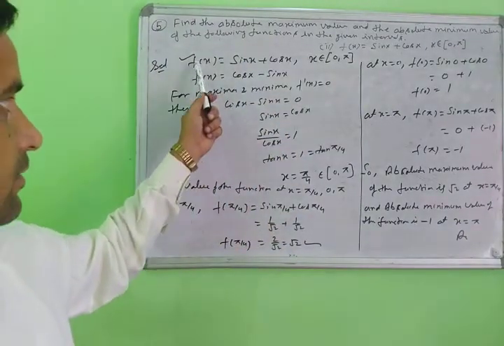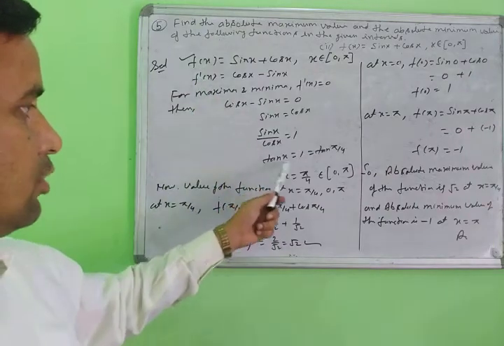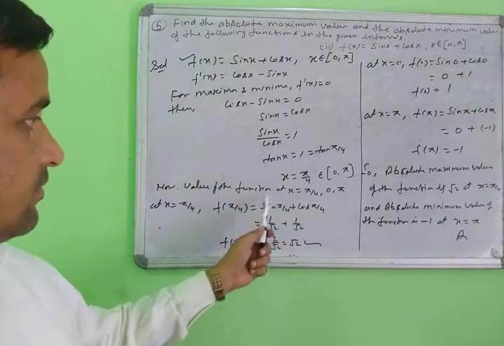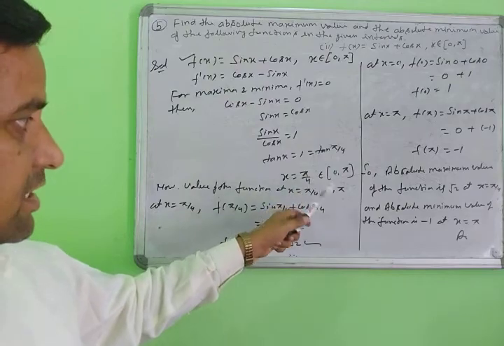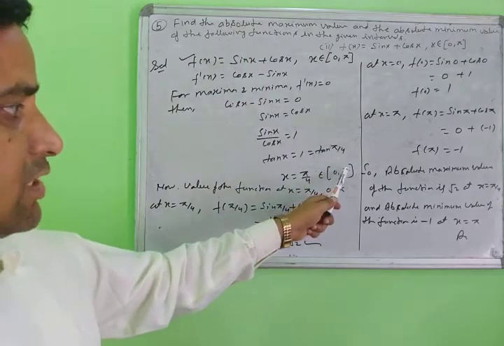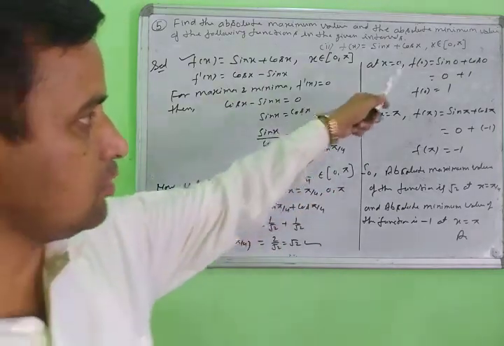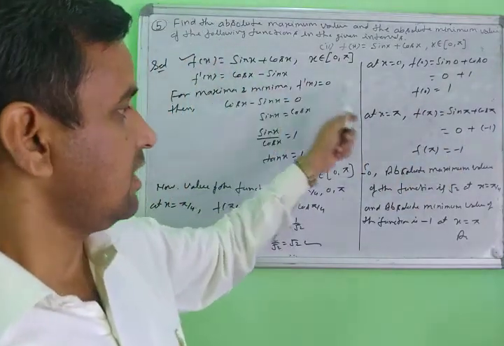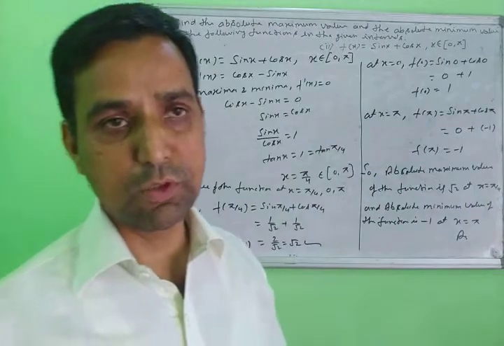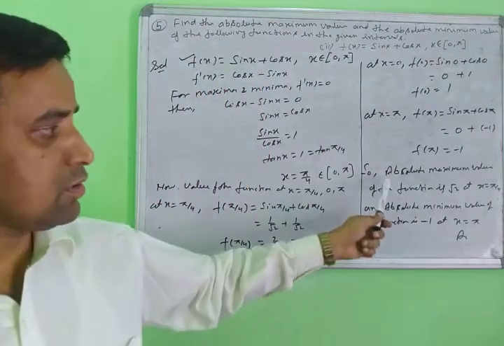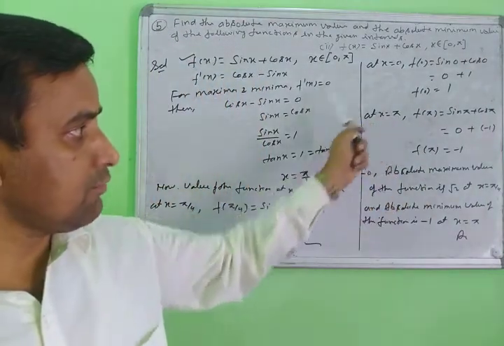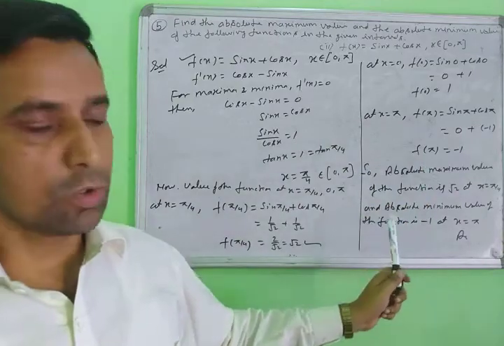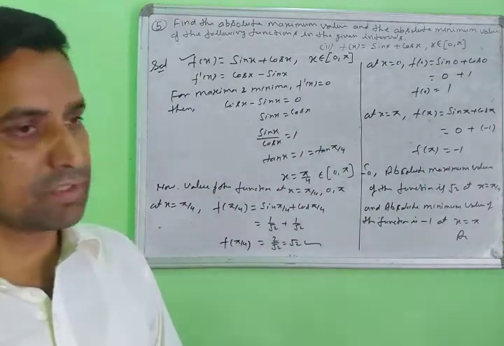First differentiate this, find the value of x, then take the critical points and end points of the closed interval, put all values in this function and find which value is maximum or which value is minimum. The maximum value is called the absolute maximum, and the minimum value is called the absolute minimum. Just note down the next question.